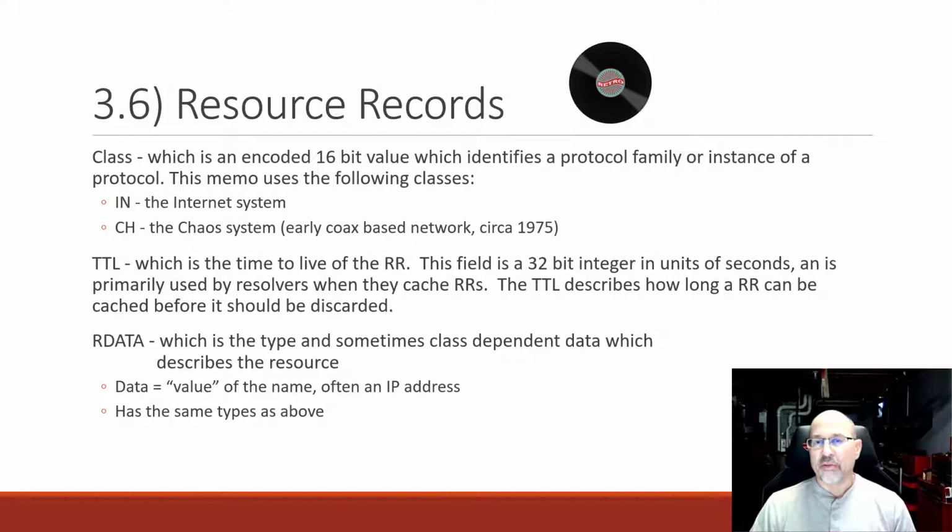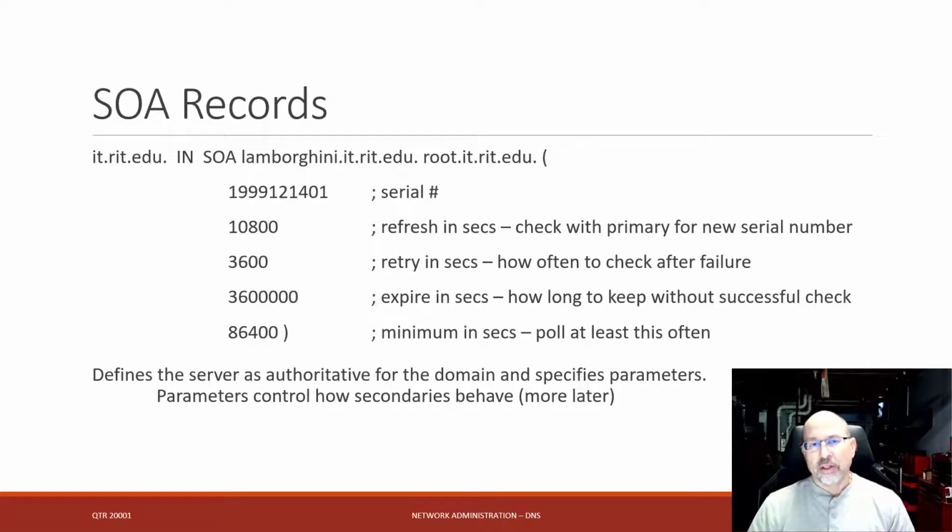That's the R data. Now, the very common one, when we do a forward lookup, we're looking up a name, give me the IP address. The R data would be the IP address. But of course, there are the other types that we've already seen. So let's start with the start of authority record. Good place to start.